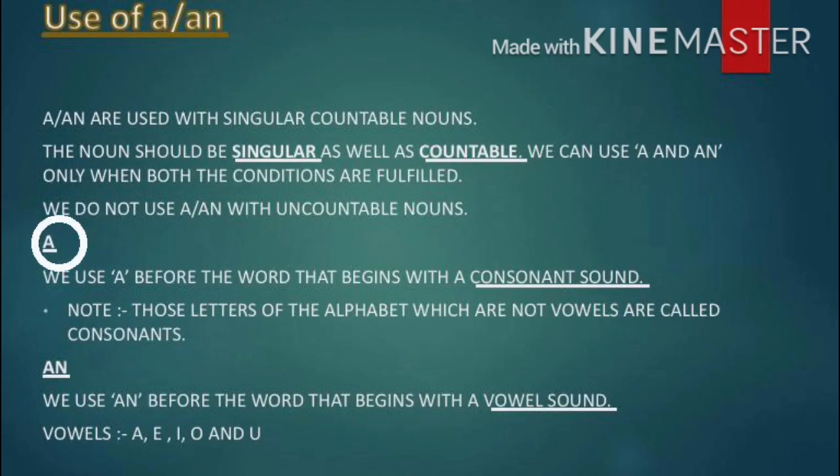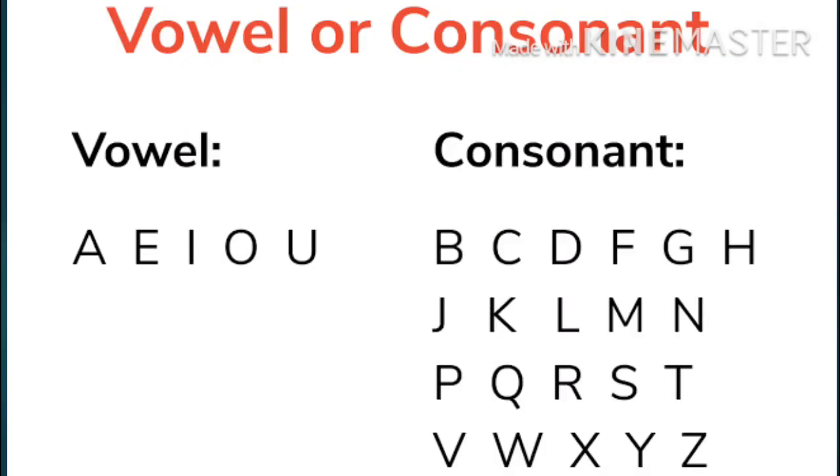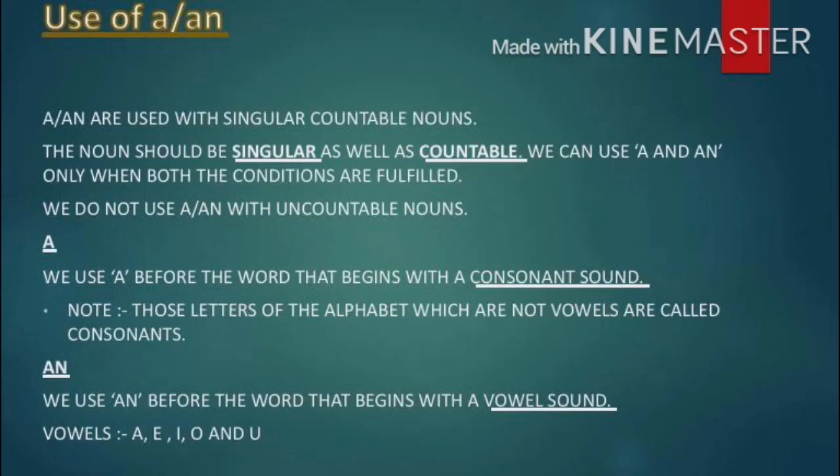Now we use a before the words that begin with a consonant sound. And as you already know, there are 5 vowels which are A, E, I, O, U, and the rest of the letters are consonants. So we use a with nouns starting with a consonant sound. Now an. We use an before the word that begins with a vowel sound.